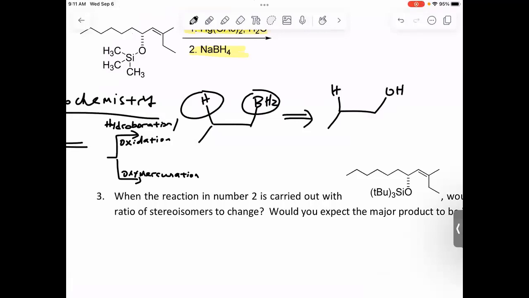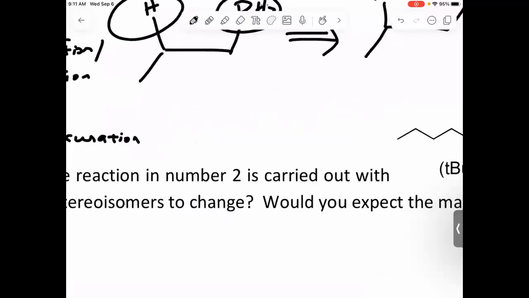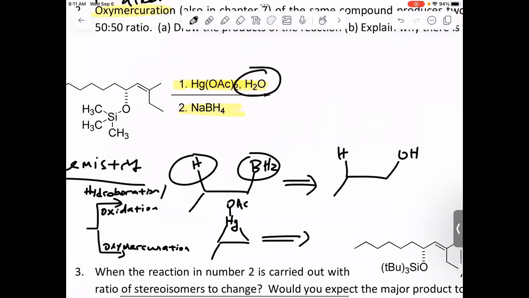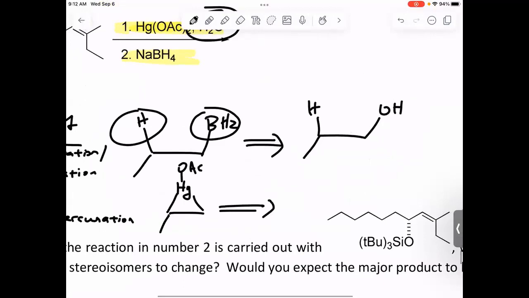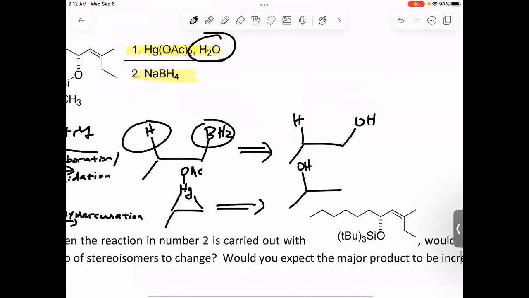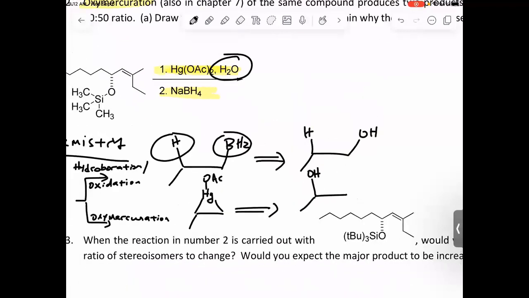The other reaction has an intermediate that looks like this, where your mercury is here. And then when you pop that open with water, which is the second reagent, you can see it right there, and then treat it with the sodium borohydride, you end up with this. Now, what's the difference in those two? What do you see?